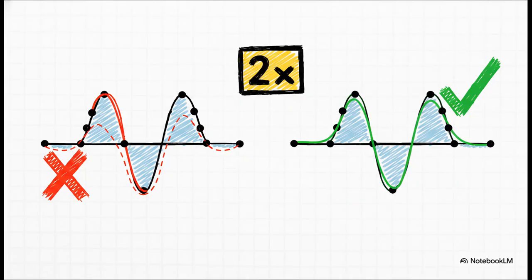So the crucial question is, how fast is fast enough? Well, that's where the golden rule of this whole process comes in. It's called the Nyquist rule. And it says, to accurately capture a signal, you have to sample it at least double its highest frequency. Not 1.5 times, not kind of close, at least double. For engineers, this is the absolute law of the land.